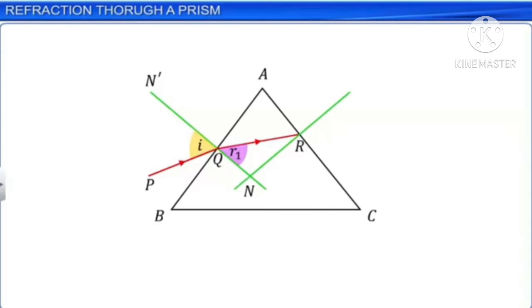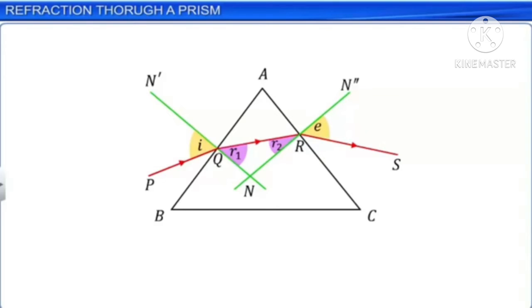Let NN double dash be the normal to the surface AC at R. For refraction at the surface AC, let the angle of incidence be r2 and angle of refraction be e, which is also known as angle of emergence. The angle between the incident ray PQ and the emergent ray RS is called angle of deviation D.